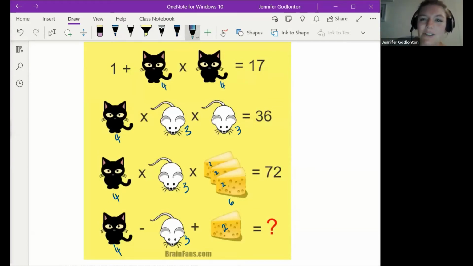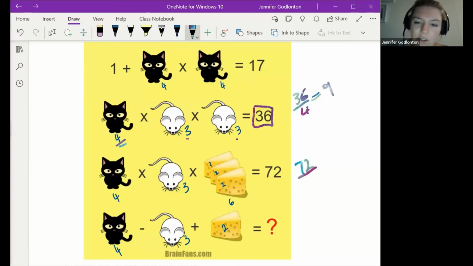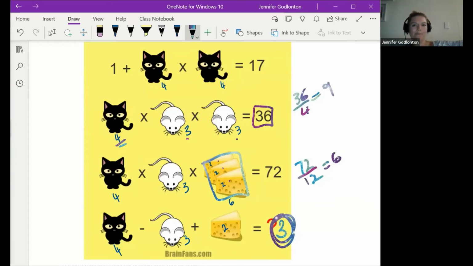So if you're wanting to do it without having to put in the numbers and figure it out, work with division. Division is your friend with a question like this. So here you've got 36. If you divide that by 4, so 36 divided by 4 is going to give you 9. And so then we know that 3 times 3 will give me 9. And like here, you've got 72 divided by 12, which is going to give you 6. So then we know that our cheese is 6, which means each one of our cheeses is 2. And so we have 4 minus 3, which is 1, 1 plus 2, which is 3. Puzzle done. Sorted. Well done. That was awesome.